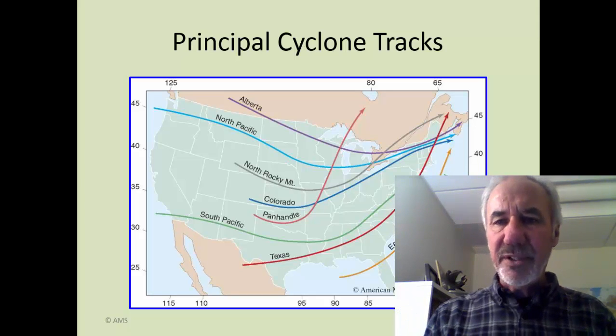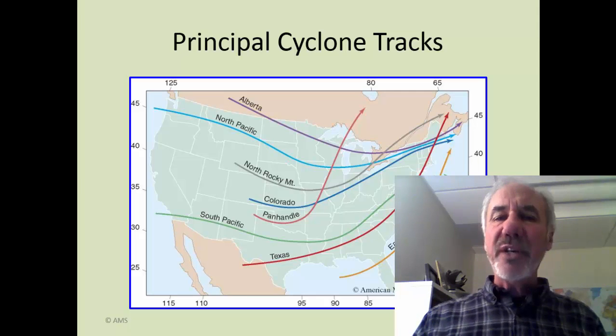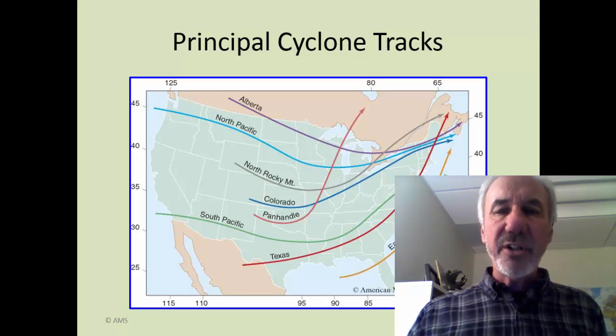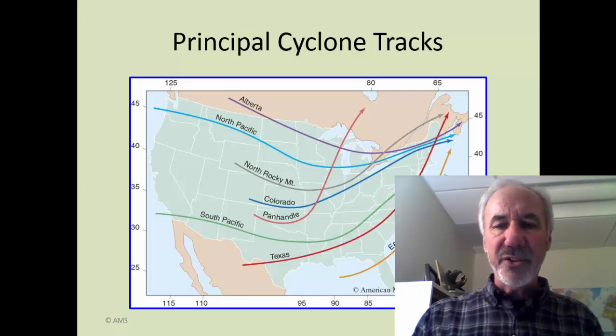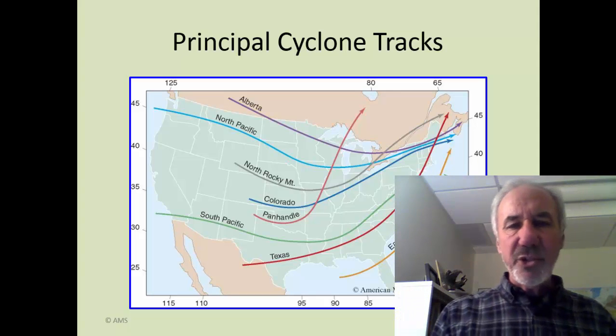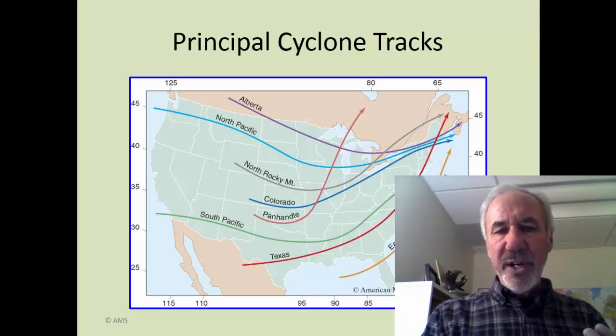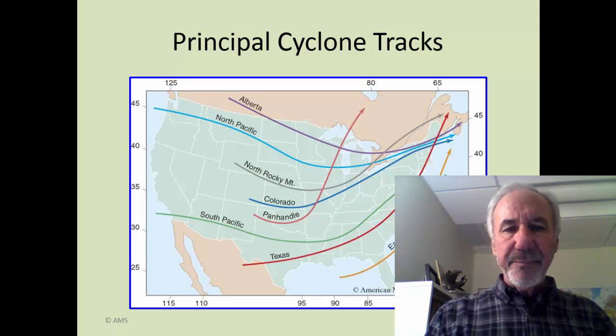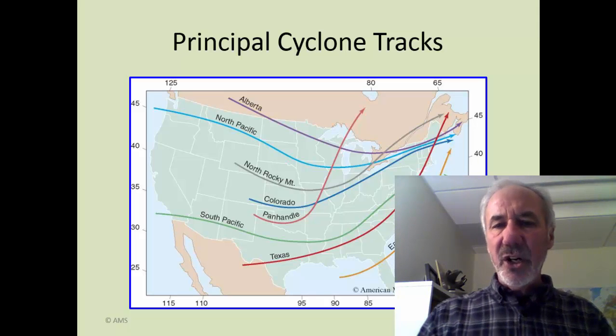These are the ones that can develop into cyclone bombs, and in the past we've seen winds on these things reach hurricane force, which is 74 miles an hour. So there's your principal cyclone tracks. Just to summarize the ones you really should be aware of: Alberta, Colorado, North Pacific, and the Gulf lows.